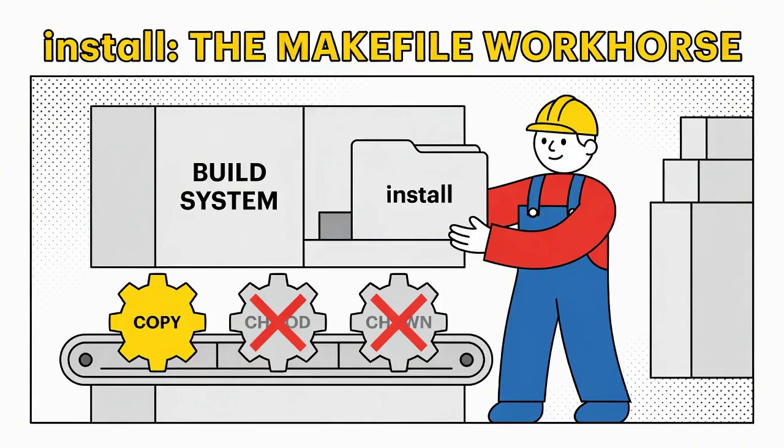Meet install, the GNU coreutils workhorse that does two jobs in one shot. It copies files into place and sets their permissions and ownership. That single-step combination is why makefiles, packaging scripts, and build systems reach for it constantly. One command, one atomic operation, no follow-up chmod needed.